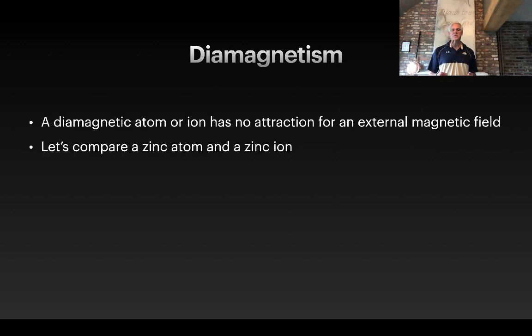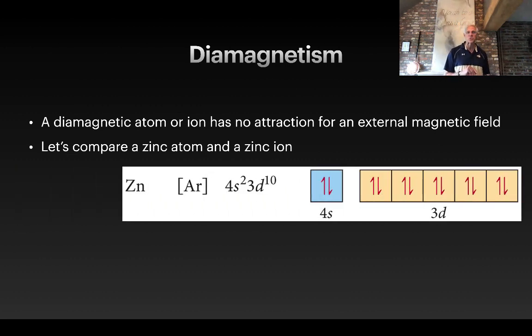Let's take a look at two examples, a zinc atom and a zinc ion, to see if there's any difference between the two as far as their magnetism. A zinc atom has an electron configuration of argon 4s2 3d10. We see that all of those electrons are paired up. We've got our pair right here, and we've got all of our pairs here. So every single electron in that electron configuration is paired. Therefore, a zinc atom will be diamagnetic.